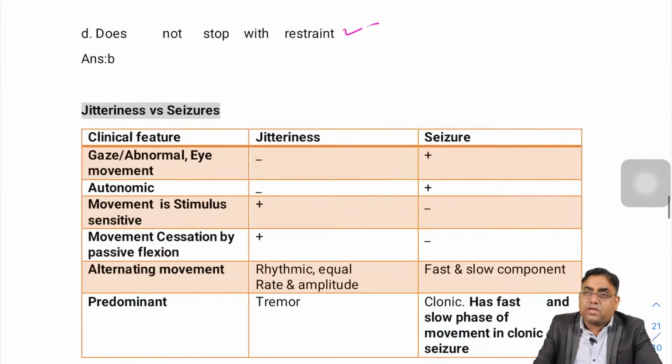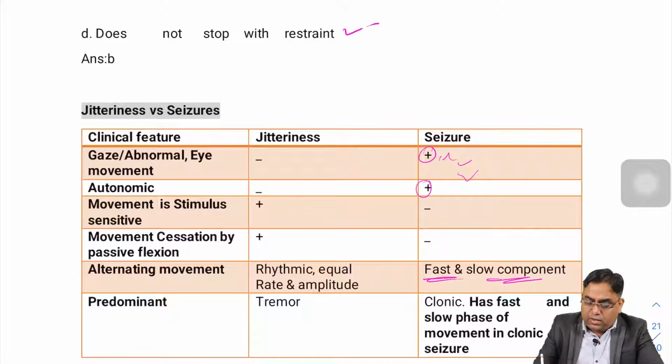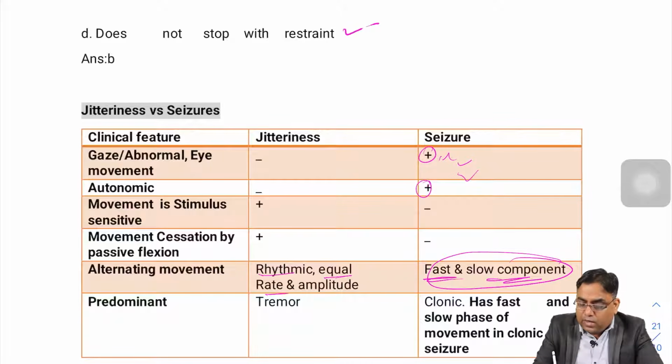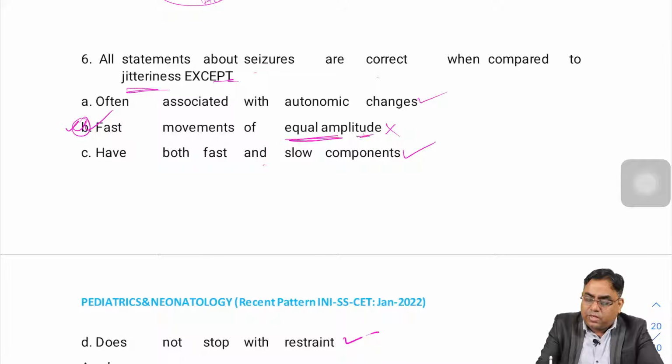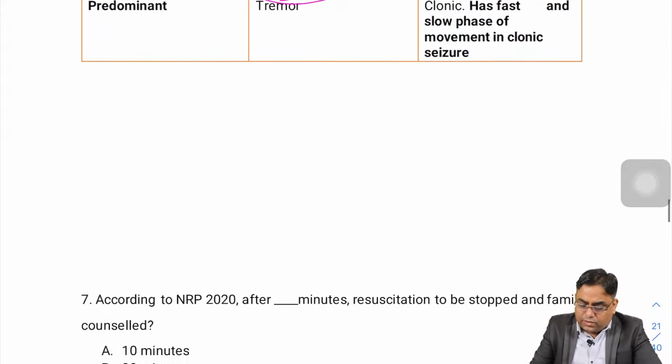Okay. So, what is the difference between jitteriness and seizure? In the seizure, there will be autonomic involvement with eye movement, gaze eye movement is there. Along with that there is a fast and slow component of the seizure activities. But jitteriness is rhythmic with equal rate and amplitude, and the movement is stimulus sensitive and ceases with flexion. So, that is why fast movement of equal amplitude is not a neonatal seizure, it is only jitteriness. Okay. Now, move to the next question.